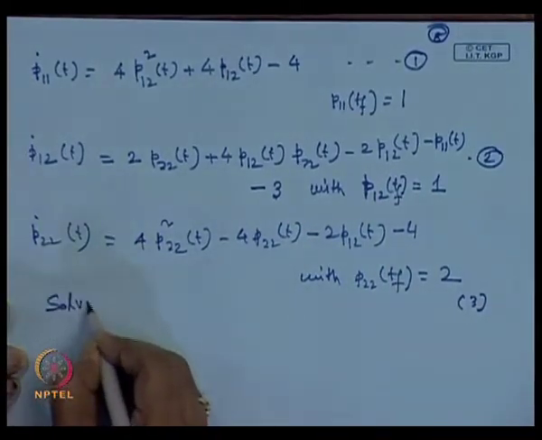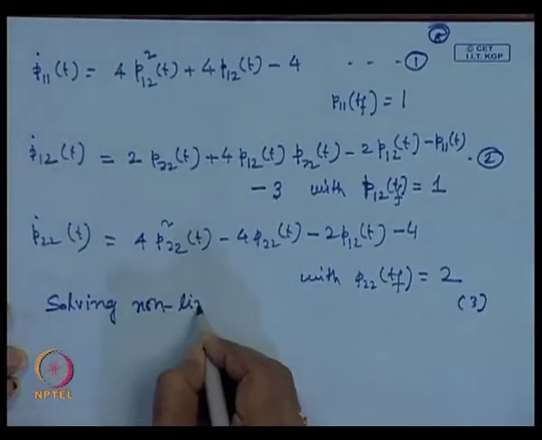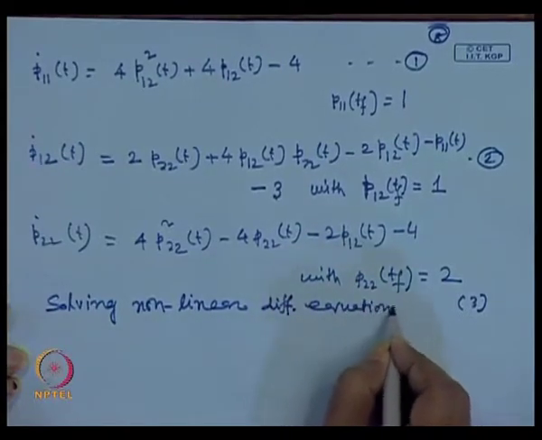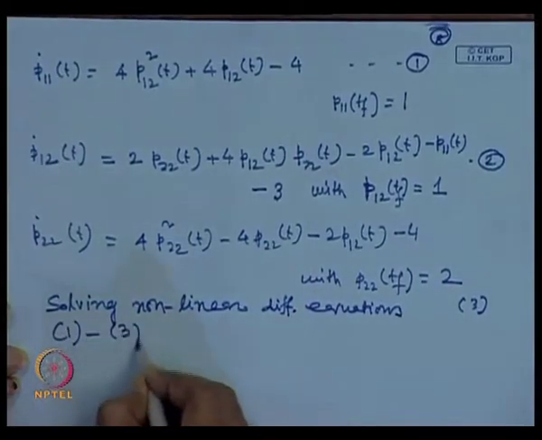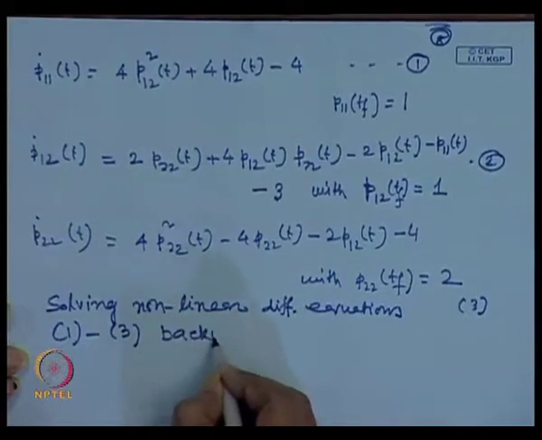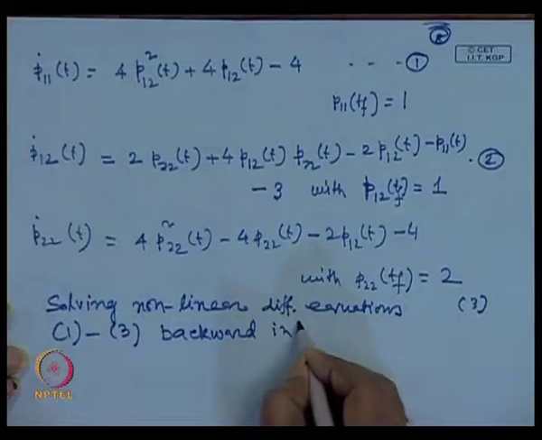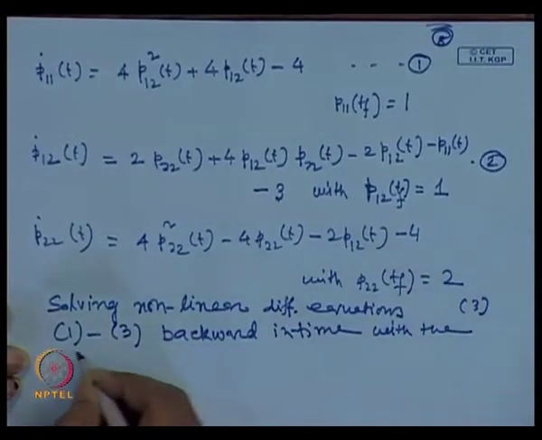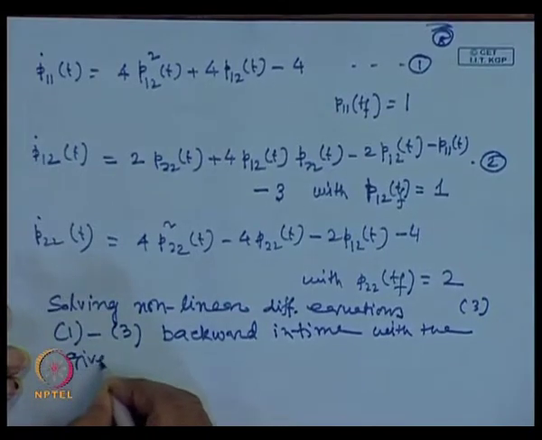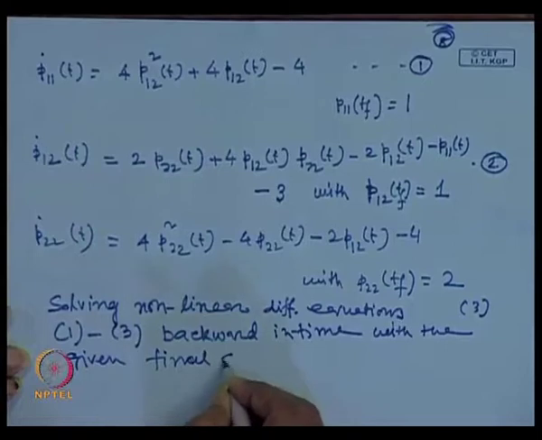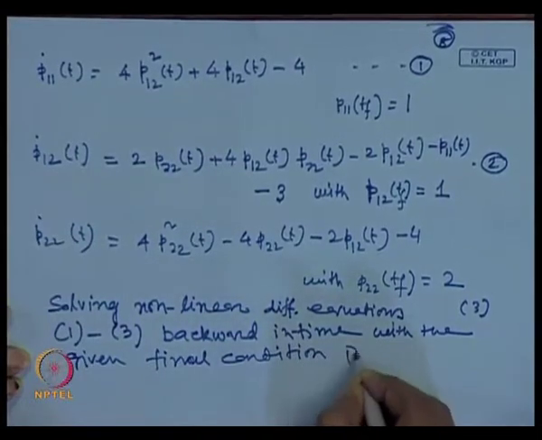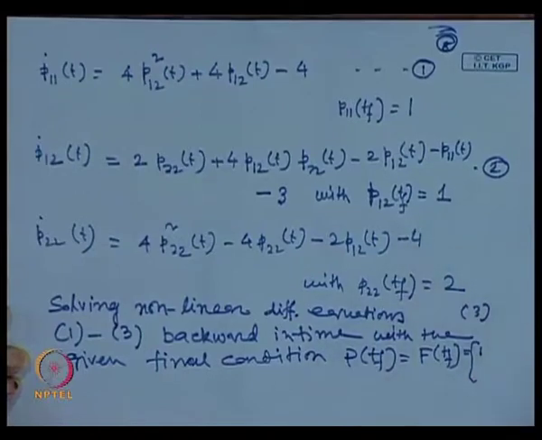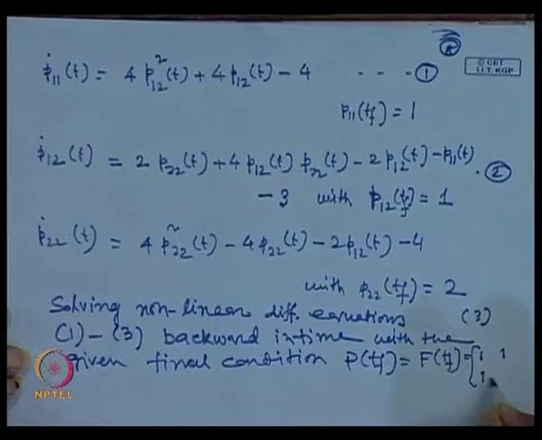So, solving nonlinear differential equations 1 to 3 backward in time with the given final condition, meaning P(tf) is equal to F(tf), in our case, and our final condition is what? 1 1 1 2.